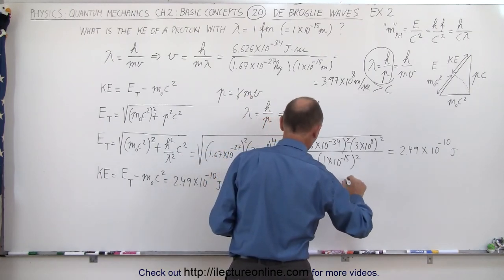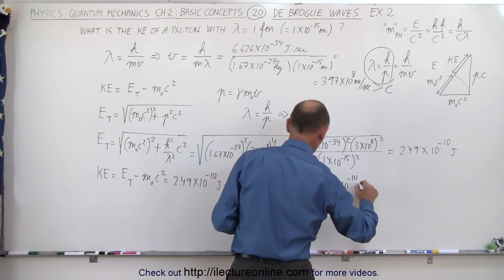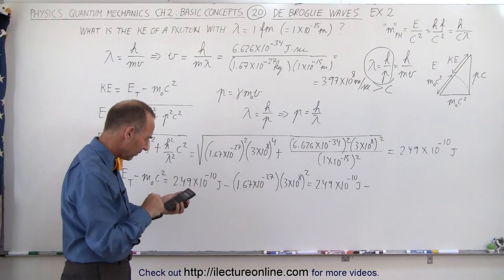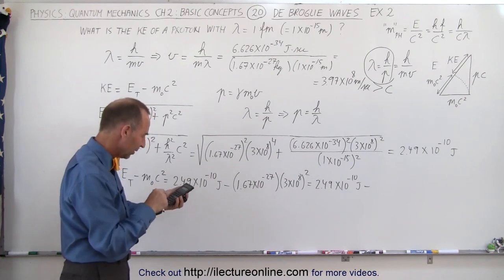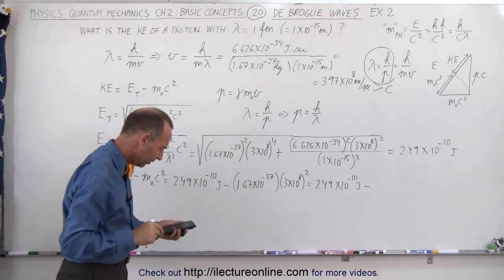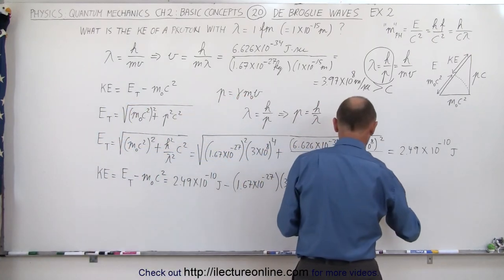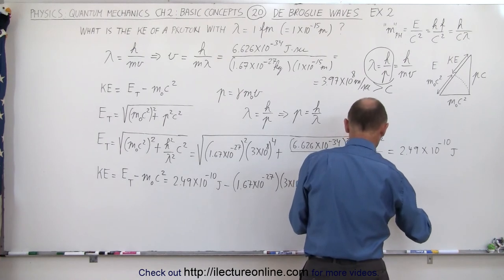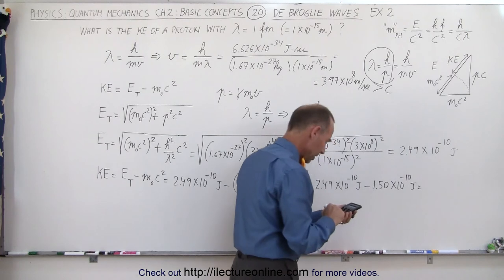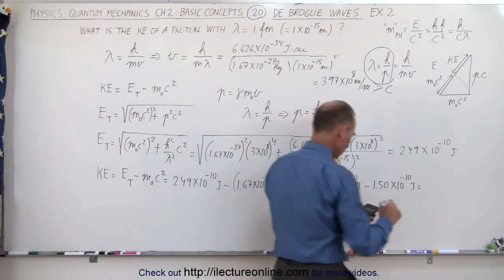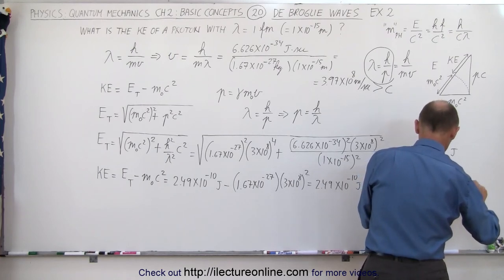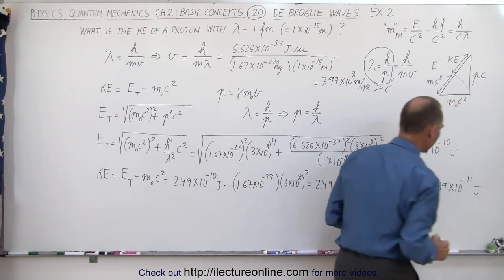So that would be 2.49 times 10 to the minus 10 joules minus 1.67 e to the minus 27 times 3 e to the 8 squared, close parentheses. That gives us minus 1.50 times 10 to the minus 10 joules, and then equals, when we subtract the two, we get 9.89 times 10 to the minus 11 joules.